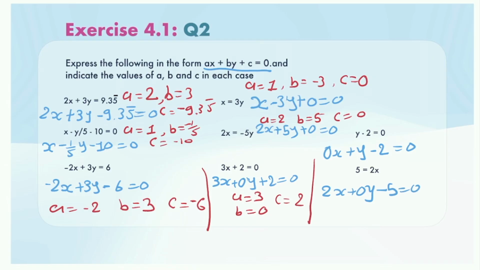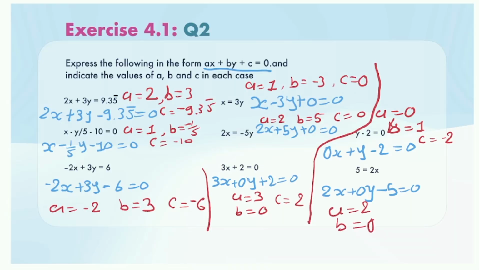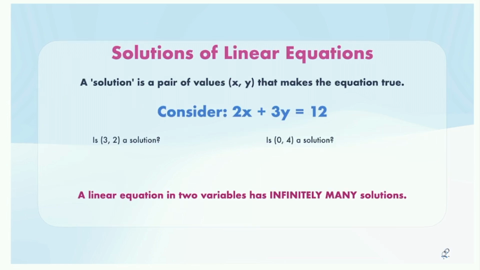Now let me write the values of a, b and c for both equations. The value of a for this equation, a equal to 0, the coefficient of x is 0, right? Now b equal to 1, the coefficient of y is 1, and c equal to minus 2, the constant term is minus 2. In the same way for this, the coefficient of x is 2, so a equal to 2, then the coefficient of y is 0, so b equal to 0, and the constant term is minus 5, so c equal to minus 5, right? So this is your exercise number 4.1.